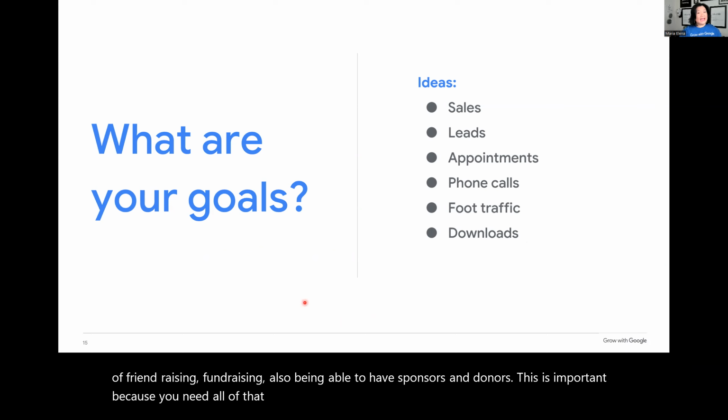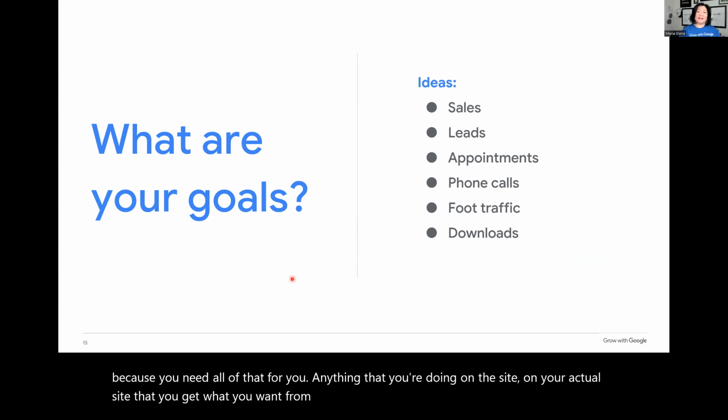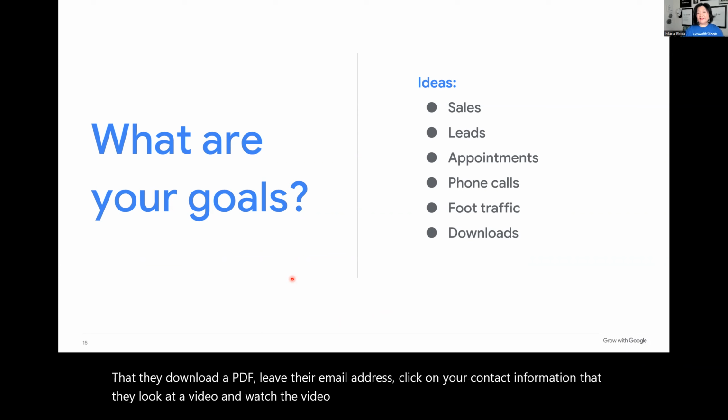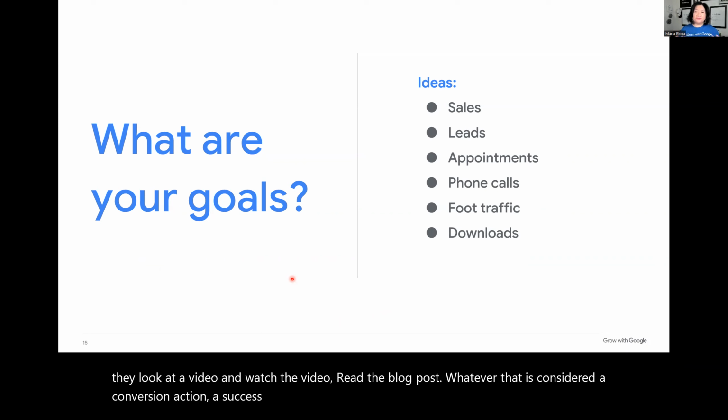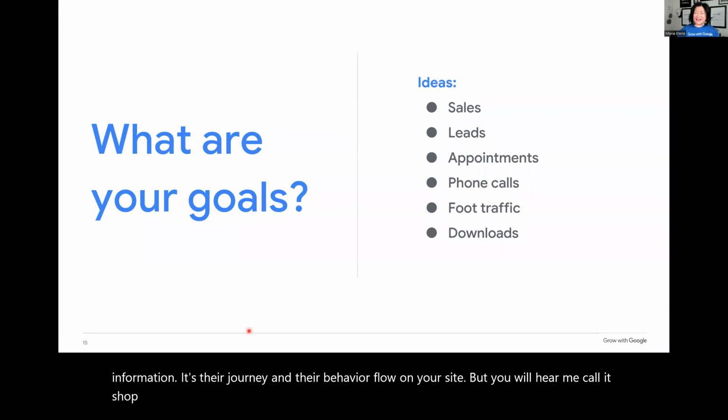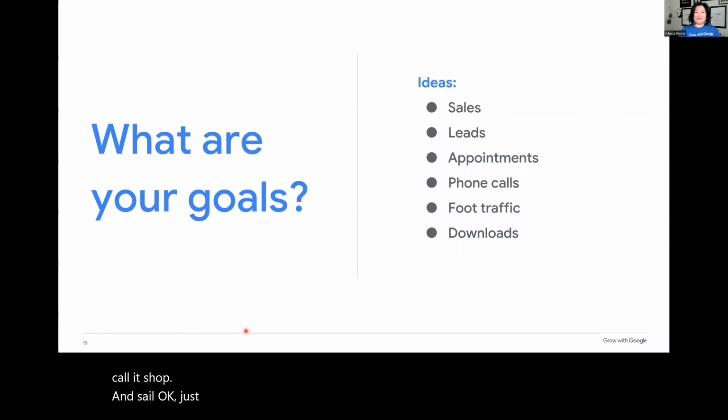For you, anything that you're doing on your actual site, that you get what you want from people who visit your site, be it that they download a PDF, leave their email address, click on your contact information, look at a video and watch the video, read the blog post, whatever that is, is considered a conversion action, a success action. How they go through your site is how they consume the information. It's their journey and their behavior flow on your site, but you will hear me call it shop and sale, okay? Just because that's what I'm used to saying, all right?